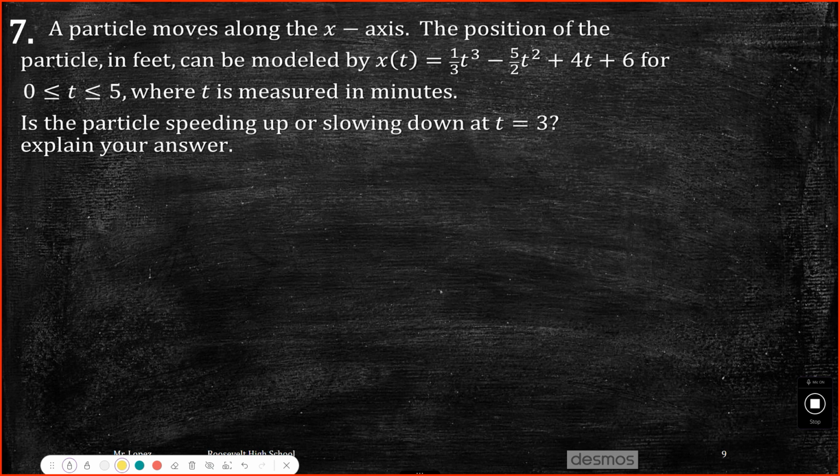Is the particle speeding up or slowing down? Don't we just take the derivative, evaluate it, see what the sign is, take the derivative again, find what the acceleration is, positive or negative? If they match up, then it's speeding up. If they're different, slowing down. Makes sense? So let's go ahead and do x prime of t, and evaluate it at 3.